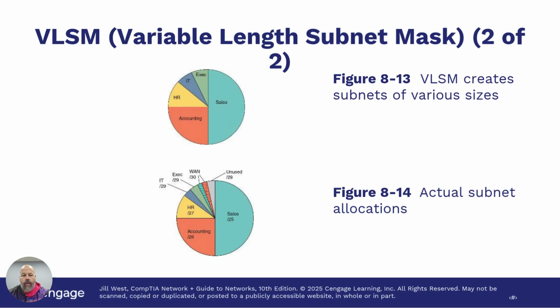So here I want you to look at these diagrams. The top pie chart shows different department sizes. Sales is huge, accounting and HR are medium sized, IT and exec are tiny. The bottom chart shows how VLSM lets you create subnets that actually match these sizes instead of wasting addresses. Sales gets a /25 subnet with 125 usable addresses, while IT might only get /29 with 5 addresses. There's even unused space left over for future growth in this example.